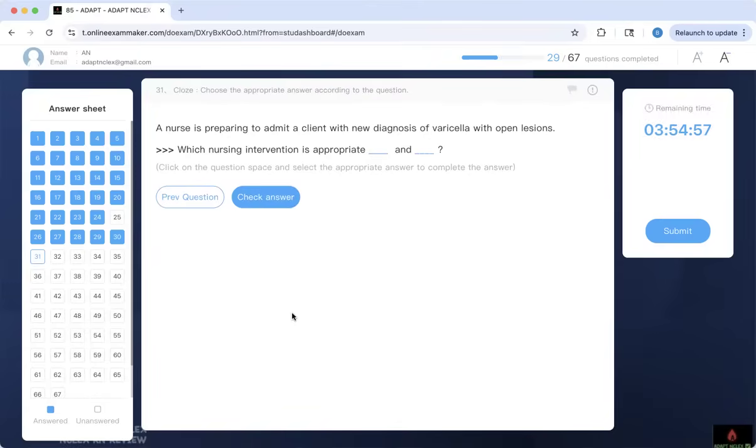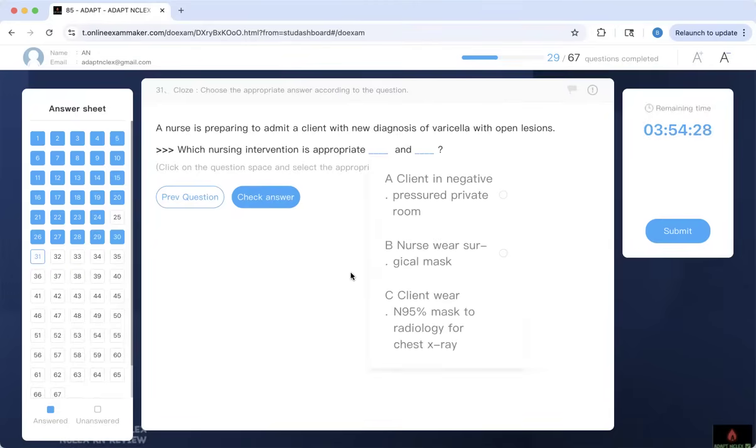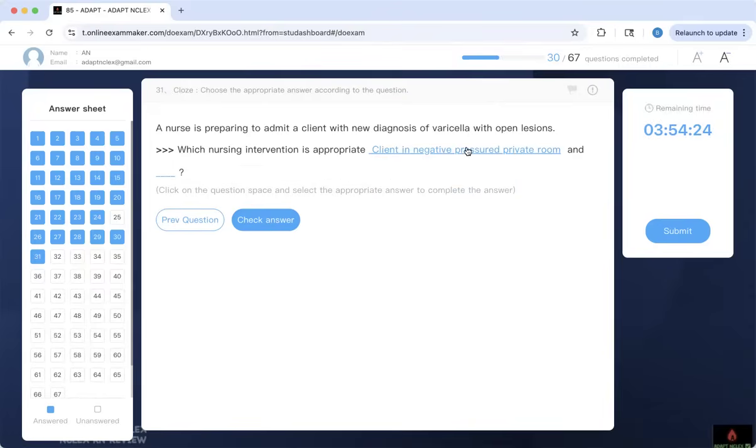Question 31. Infection control. Like I said, random questions. You've got to bring your brain. And then she's preparing admission for a client diagnosed with what? Varicella with open lesions. Which next intervention is appropriate? Varicella is what? Airborne. If you have open lesions, you have contact. And therefore, what do you want to do? Client in what? Negative pressure room, excellent, right?